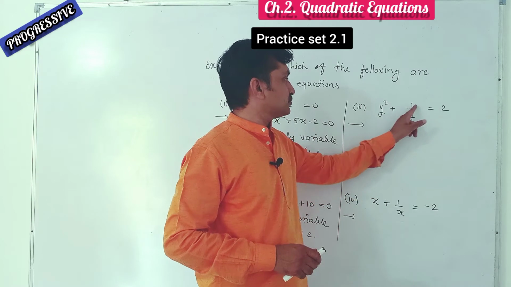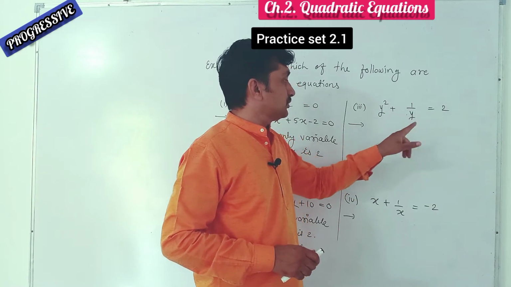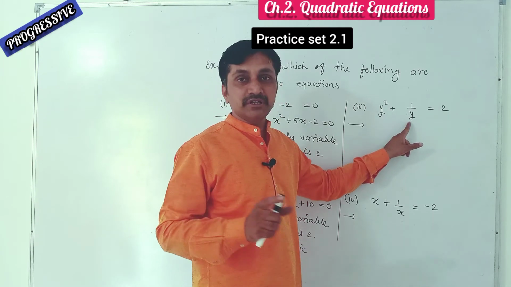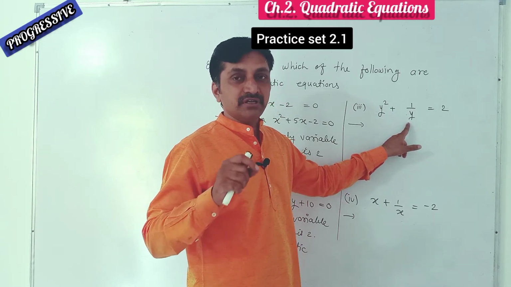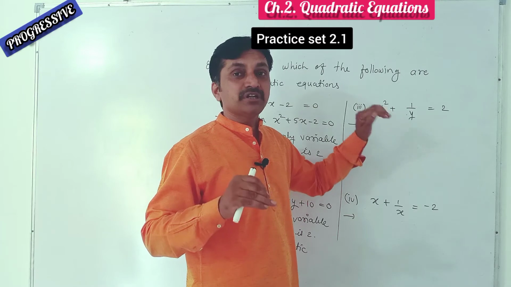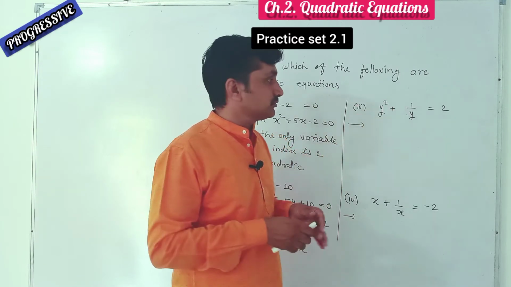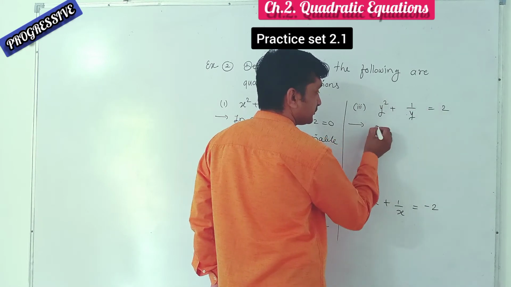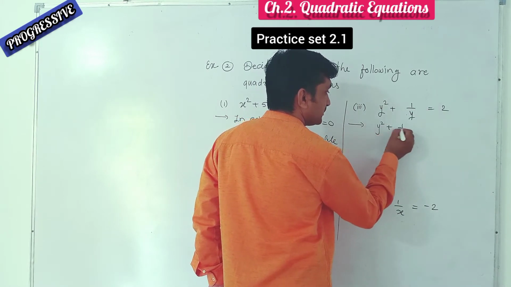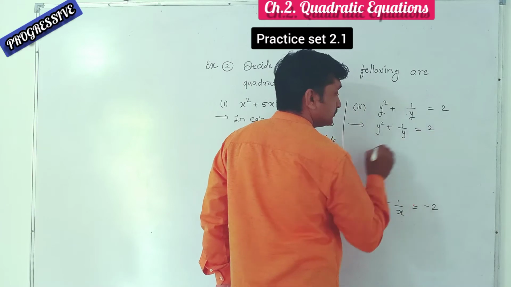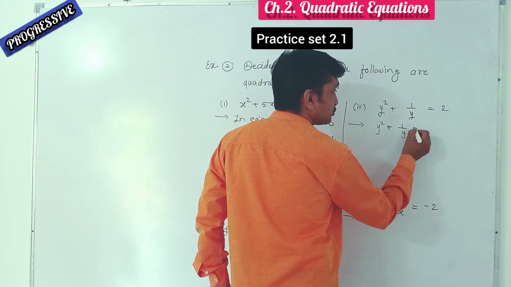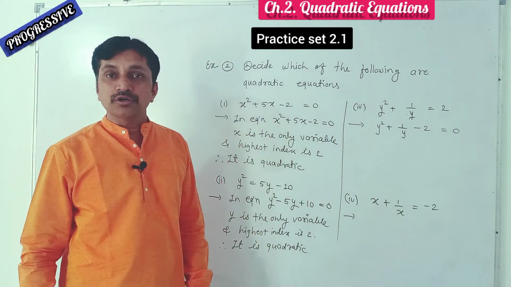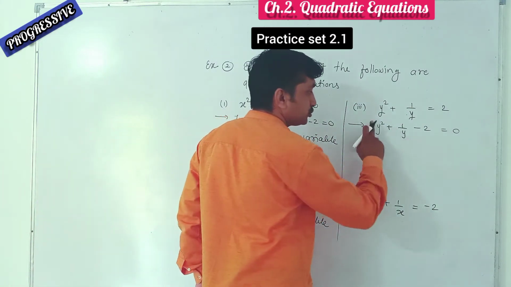Now example number 3. y square plus 1 upon y is equal to 2. Now it is not in standard form. We don't want any variable in the denominator. If any variable is given in the denominator, you multiply all terms by that variable. Therefore, multiply all terms by y. First I bring this 2 here, minus 2 is equal to 0. Now multiply by y to all terms.